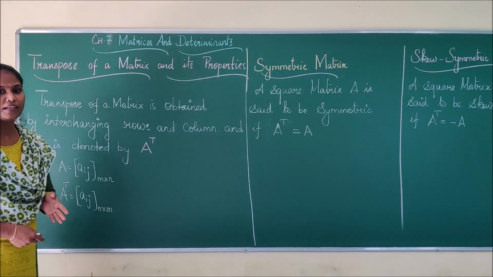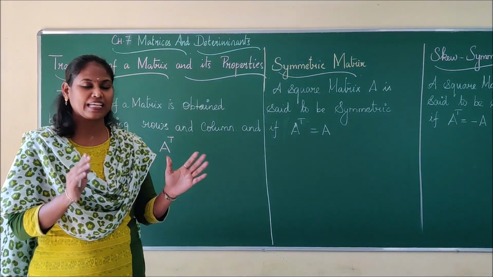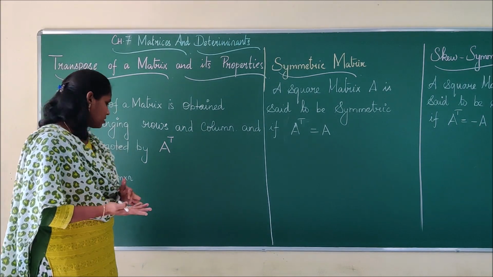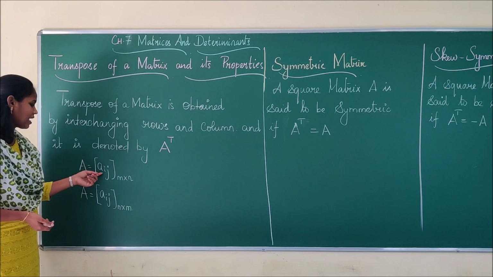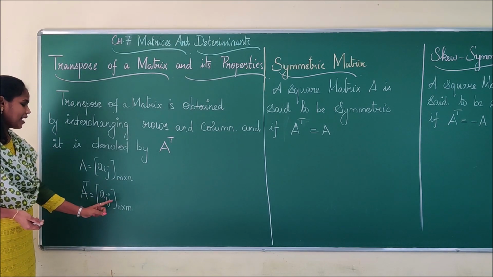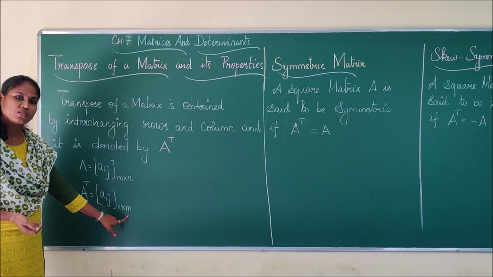Transpose is nothing but interchanging a row into a column. Just interchanging the rows of a matrix into the columns of the matrix. I'll give you an example. This is the general form. If A is Aij, M cross N, then A transpose is Aji. See, my columns have been changed into rows and rows have been changed into columns.